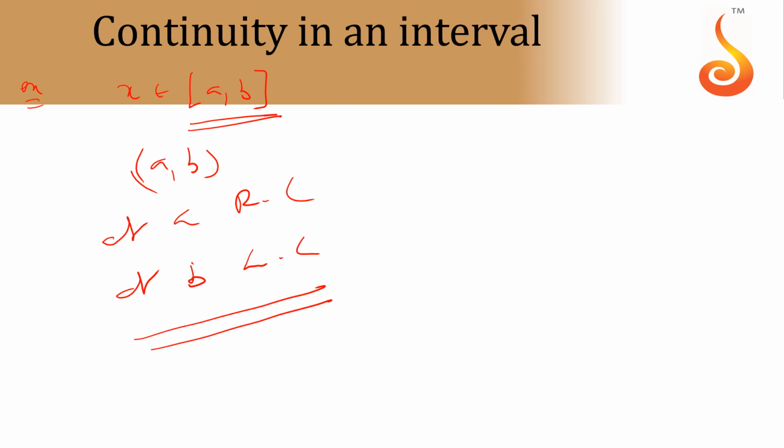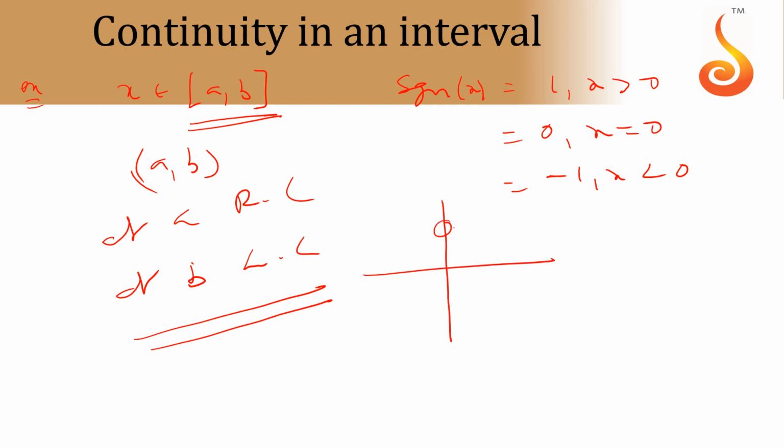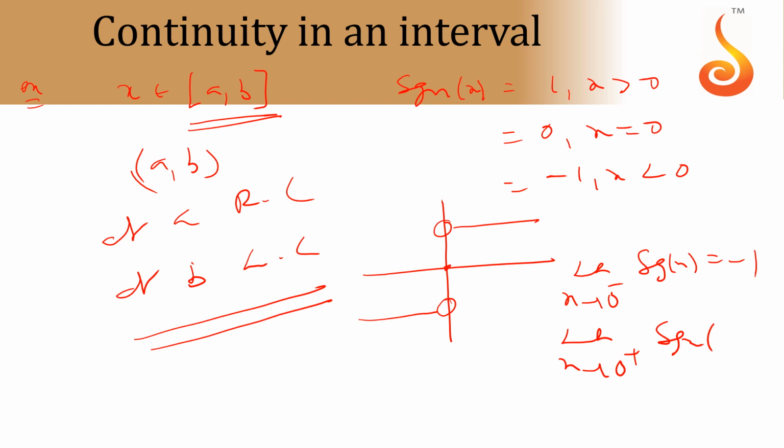Suppose you take the signum function. Signum x is defined as 1 when x is greater than 0, 0 when x is 0, and minus 1 when x is less than 0. Suppose I ask you to discuss continuity at x equal to 0. Observe, this is a graph of signum. As limit x tends to 0 minus, signum will be minus 1; limit x tends to 0 plus, signum is plus 1; but the functional value is 0.